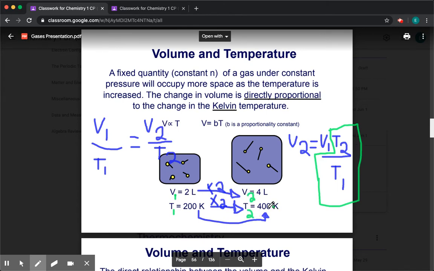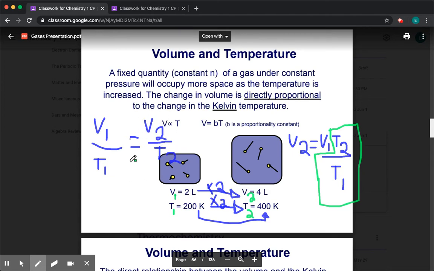T2 is 400, T1 is 200. 400 divided by 200 is 2. And then V1 is 2, and 2 times 2, you get 4, okay? What this is showing you is that the volume change is dependent upon the temperature. If T2 goes down, then V2 goes down. If T2 goes up, then V2 goes up. Think of V1 and T1 as the originals, and the V2s are what you're trying to find.